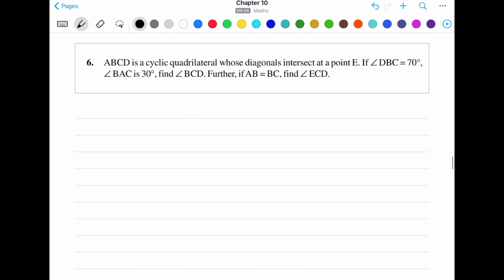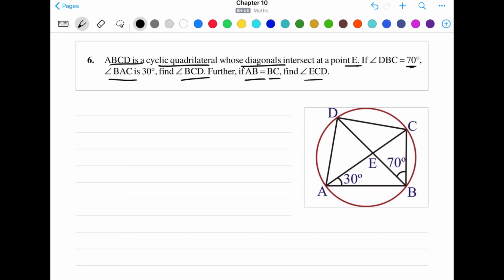Now moving to the next question. Question number 6: ABCD is a cyclic quadrilateral whose diagonals intersect at E. So we are given a cyclic quadrilateral ABCD whose diagonals are intersecting at point E. If angle DBC is equal to 70 degrees and angle BAC is equal to 30 degrees, we have to find angle BCD, and for AB equals BC, we have to find angle ECD. So let's first draw its figure.